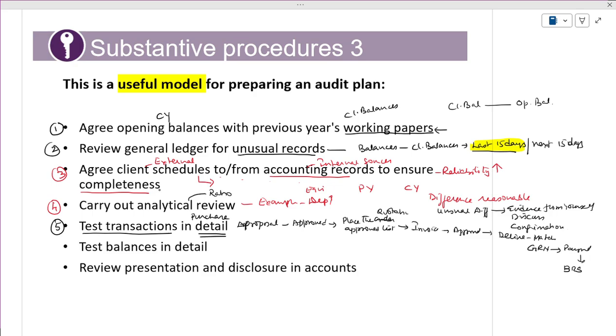Yeah, you are not only testing the transactions in detail, we are testing the balances also in detail. Closing balances with opening balances. See, now test balances in detail. I will give another example for you.